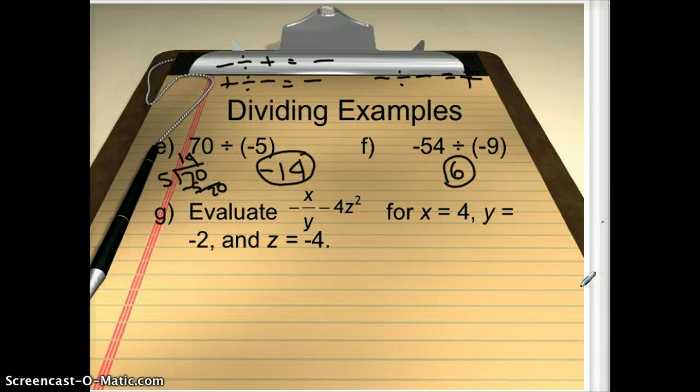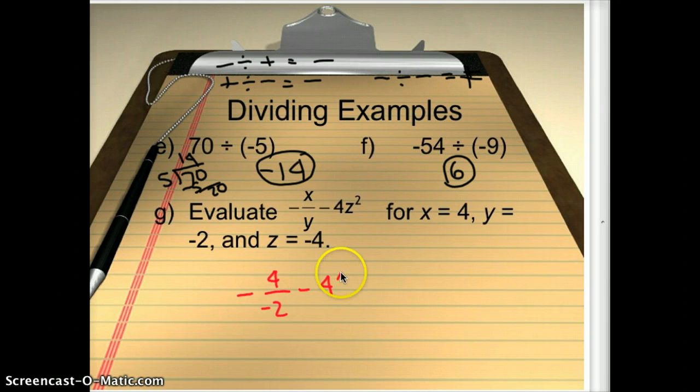Okay, this one's tougher. I want you to evaluate this entire expression, the opposite of x over y, so x divided by y, minus 4z squared, and I'm giving you what the variables mean. x equals 4, y is negative 2, and z equals negative 4. So let's start this problem with our substitution. We're going to have the negative sign. Instead of x, we're going to put in 4 over y, and instead of y, I'm going to put negative 2, minus 4 times z squared.